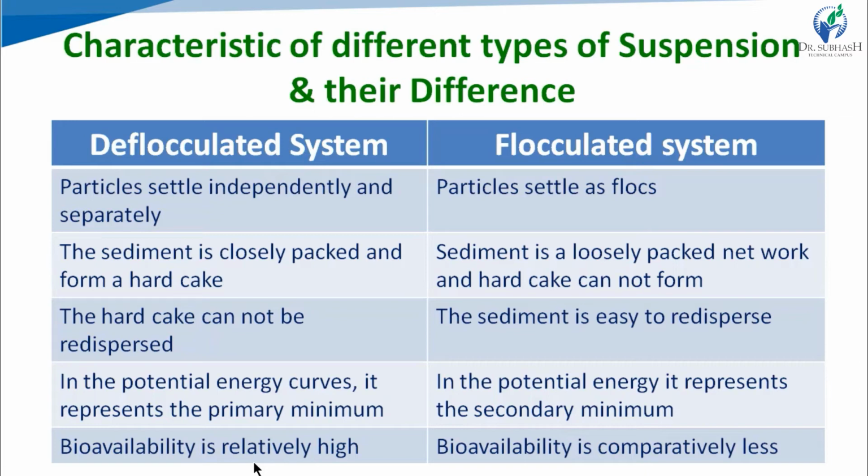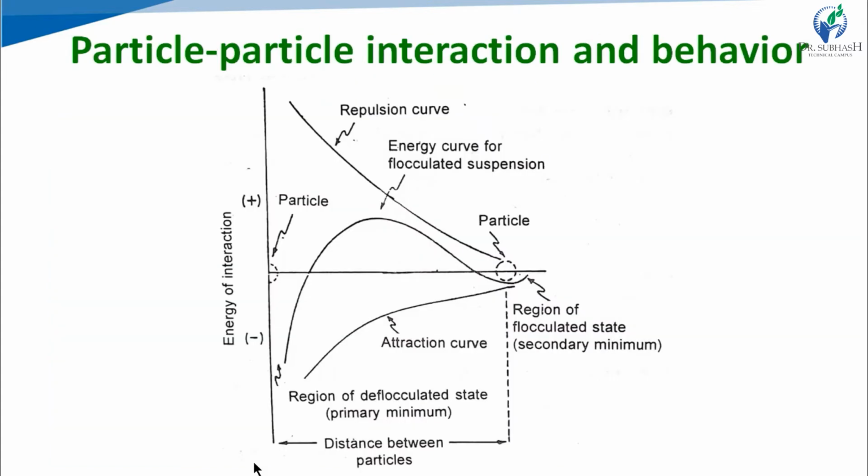Whereas in the flocculated system, the bioavailability is comparatively less, compared to the deflocculated system. So these are some of the characteristics of the suspension, or we can say the differences between the deflocculated system and the flocculated system. See, this one is a potential energy curve. Here we can understand the region of the deflocculated state and the region of the flocculated system.